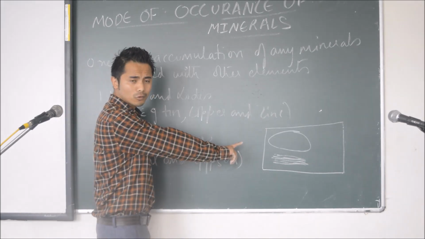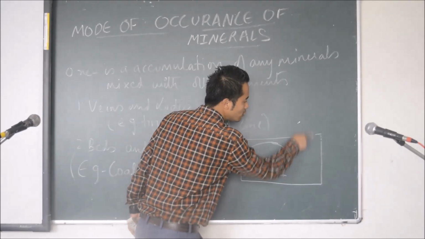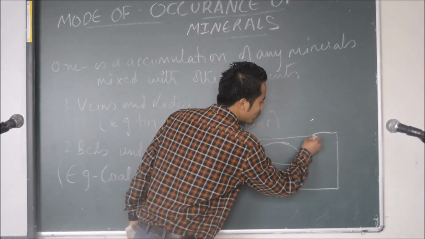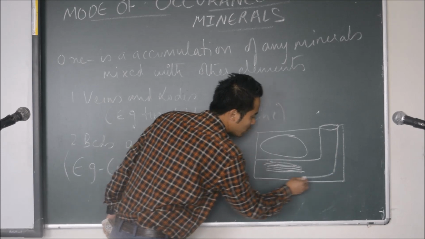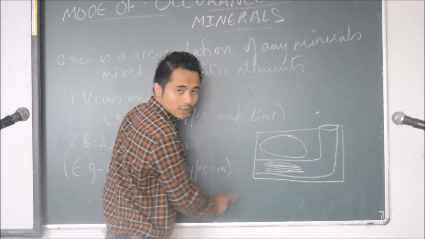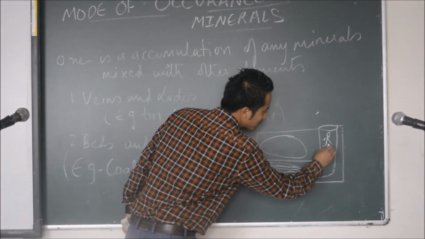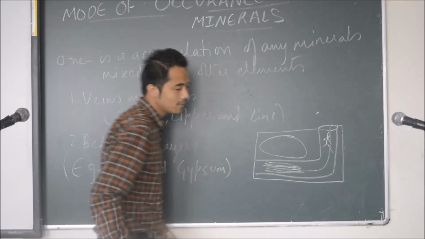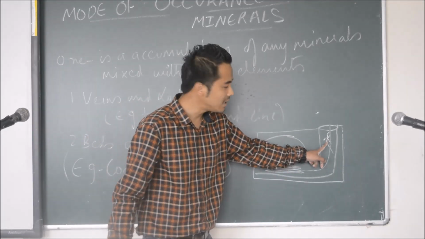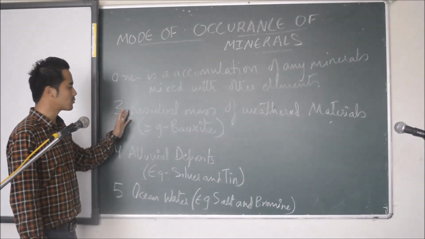So to take out those minerals, we need to dig a tunnel, right? We need to dig a tunnel in this manner. I hope you all have seen in movies. We need to dig out tunnels in this manner and extract these minerals. It is also called shaft mining or rat hole mining. So now let's come to the next one.